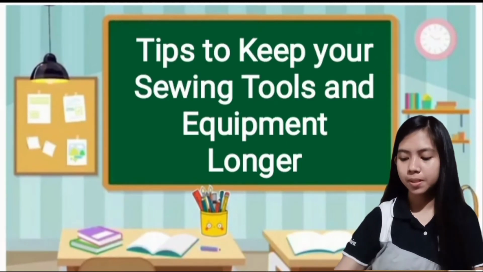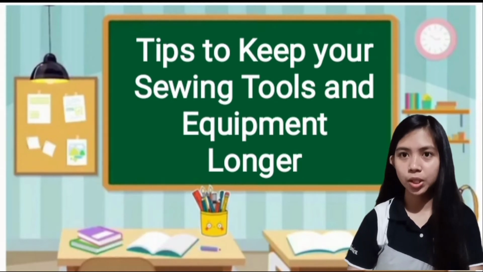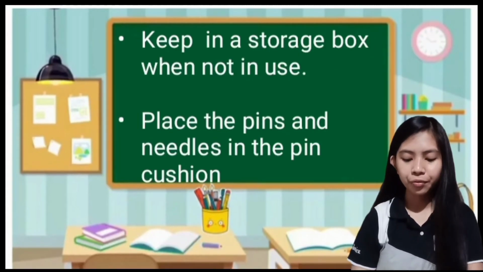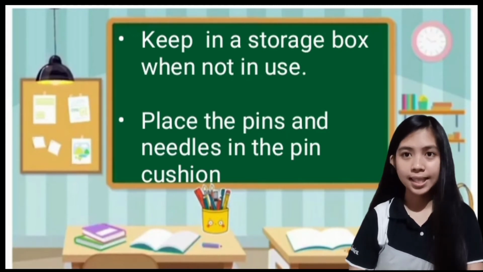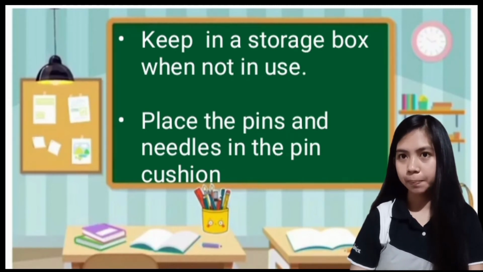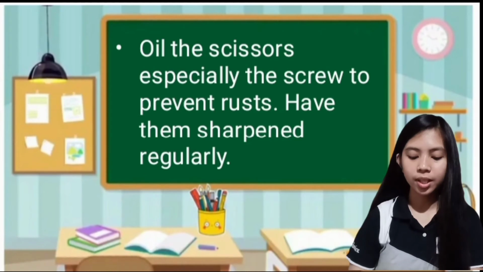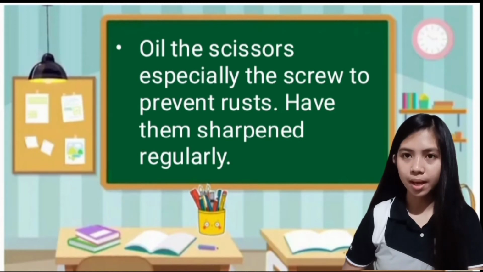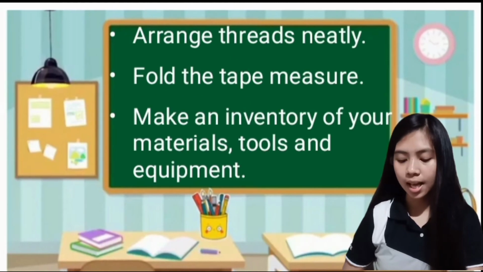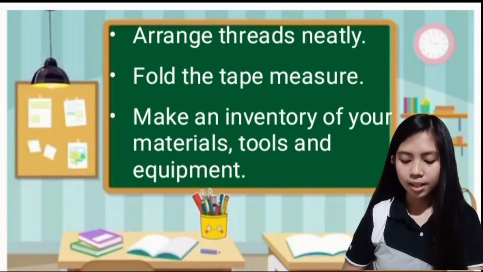We have 7 tips to keep your sewing tools and equipment longer. First, keep in a storage box when not in use. Second, place the pins and needles in the pin cushion. Third, oil the scissors, especially the screw, to prevent rust. Have them sharpened regularly. Next, arrange thread neatly. Next is fold the tape measure.